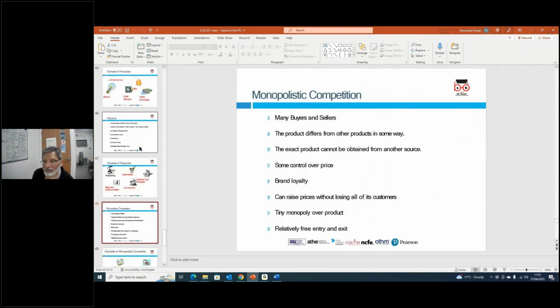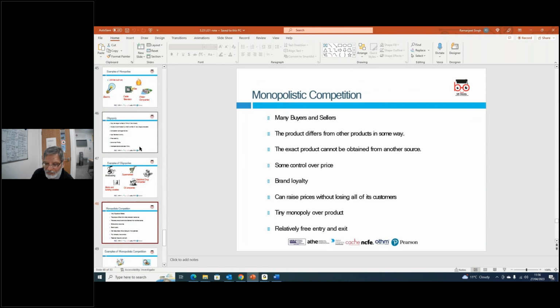Monopolistic competition, we're quickly moving on. Monopolistic competition is when we have many buyers and sellers, and the product is differentiated, and there's some kind of brand loyalty. People are relatively free to come into the market and exit, and the producers are able to raise prices without losing all of their customers.